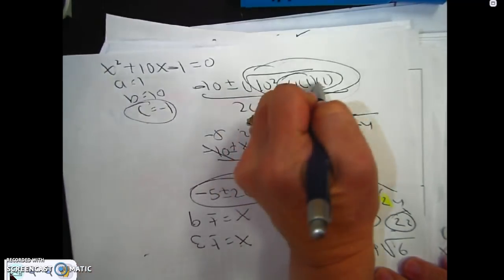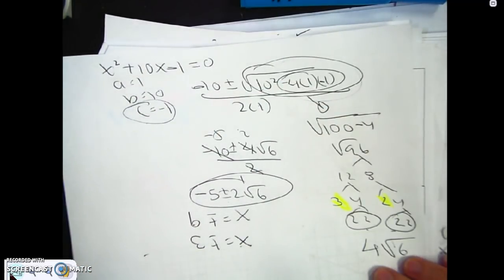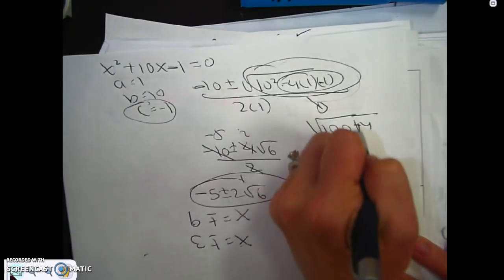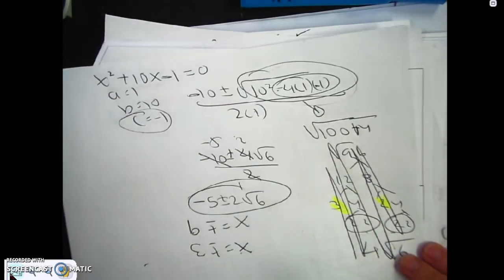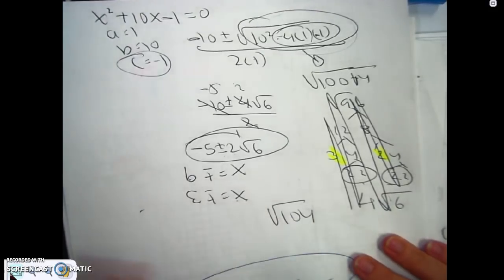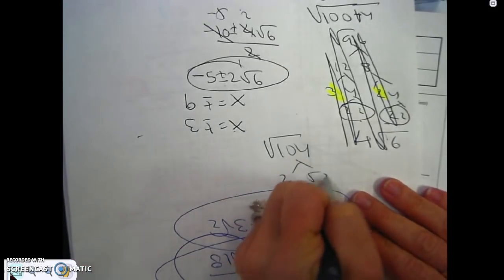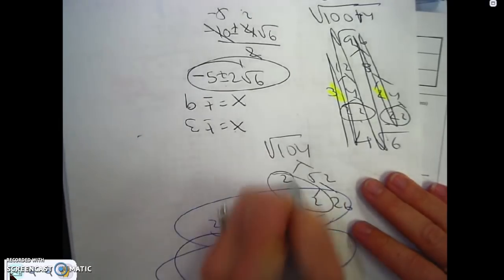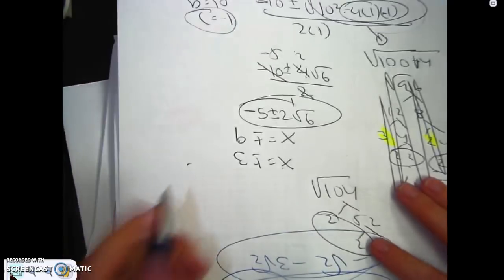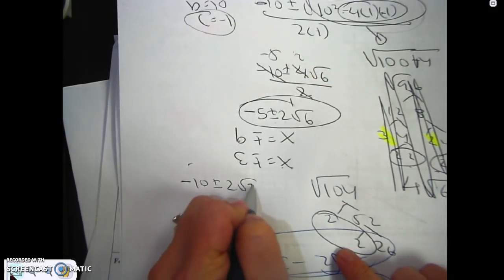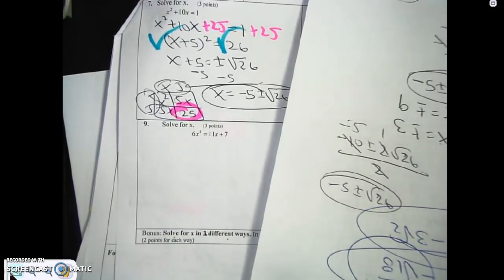Here was my mistake. Boom, that's a -1. So that means that's really negative, and negative makes a positive. That means this is really the square root of 104. And now I tree it, 2 and 52, 2 and 26. There's my double. So it's really -10 plus or minus 2 rad 26 over 2. Simplify by 2, which is -5 plus or minus rad 26. Which is, now that I fixed it, the exact same thing I got here.